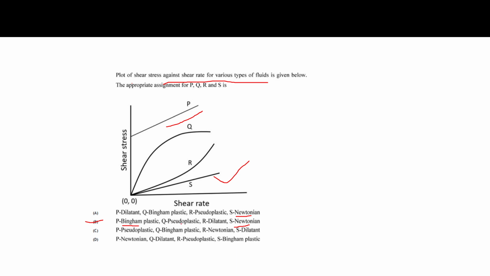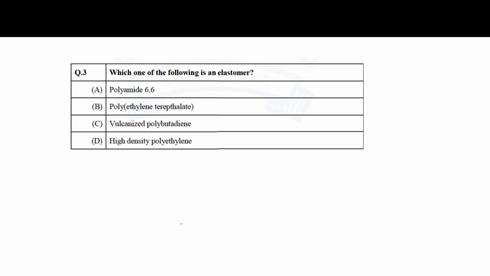Now the pseudoplastic and dilatant. Note that in pseudoplastic, with increasing shear stress, your shear rate will decrease, and in dilatant, with increasing shear stress, your shear rate will increase. So the right answer will be this, B.